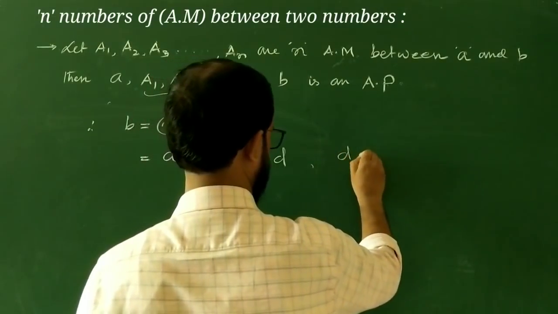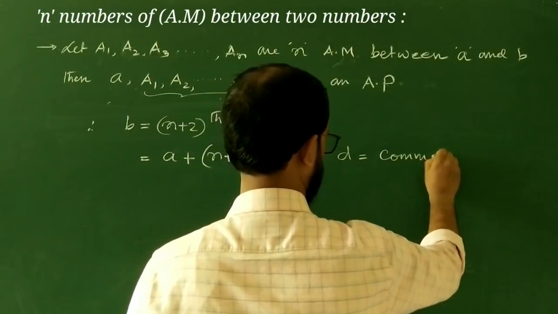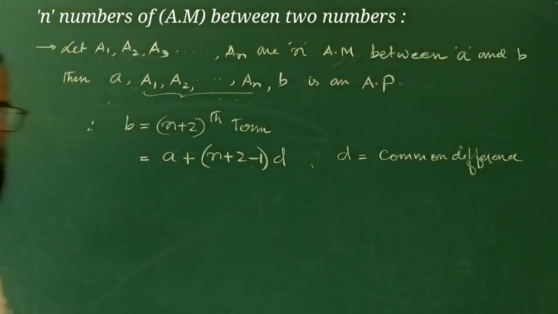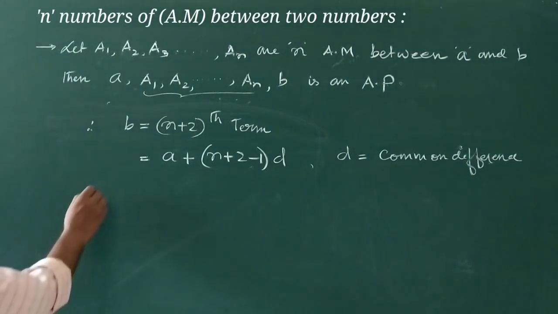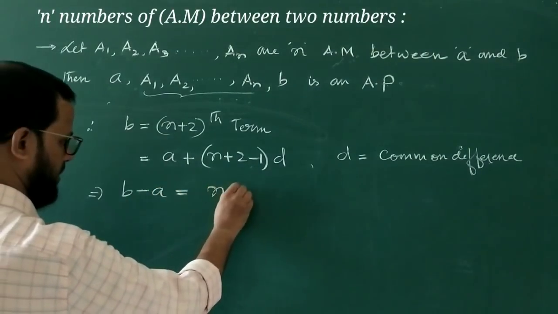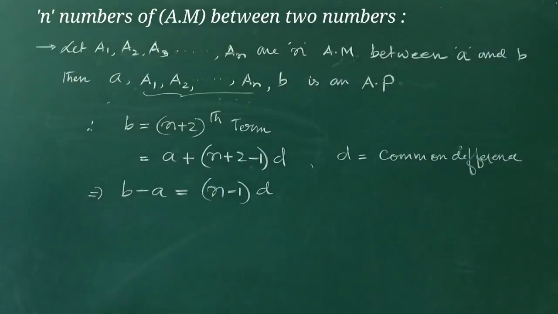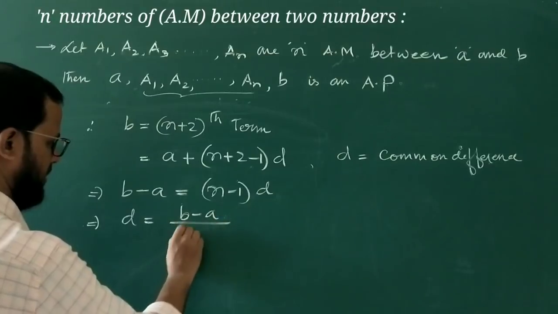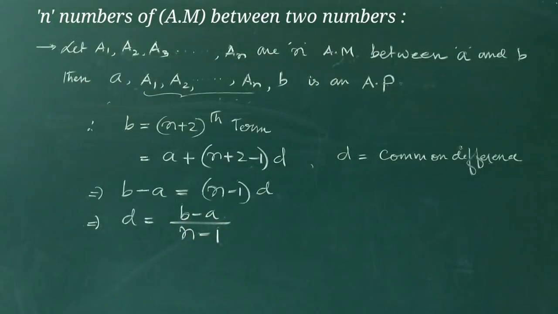D is the common difference. ठीक है? From here you can write B minus A equal to (n minus 1) into D, and finally what is D? D equal to B minus A divided by n minus 1. Understood? N plus 1, I'm sorry. D equal to B minus A divided by n plus 1. This is n plus 1, okay.